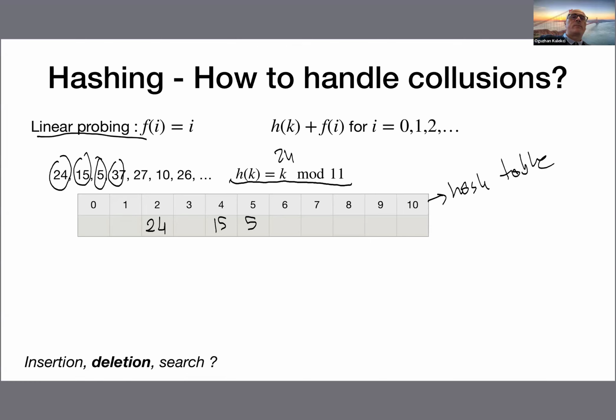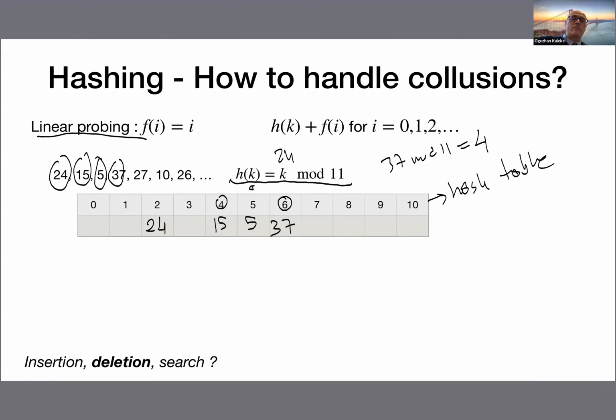Then I have 37. 37 mod 11 is equal to 4. I go to position 4 and it is occupied. Then I will check position 5. It is already occupied. Then I will check the next position, 6. It is available, so you write 37 here. You see, although the original position for 37 should be position 4, it is now living at position 6.